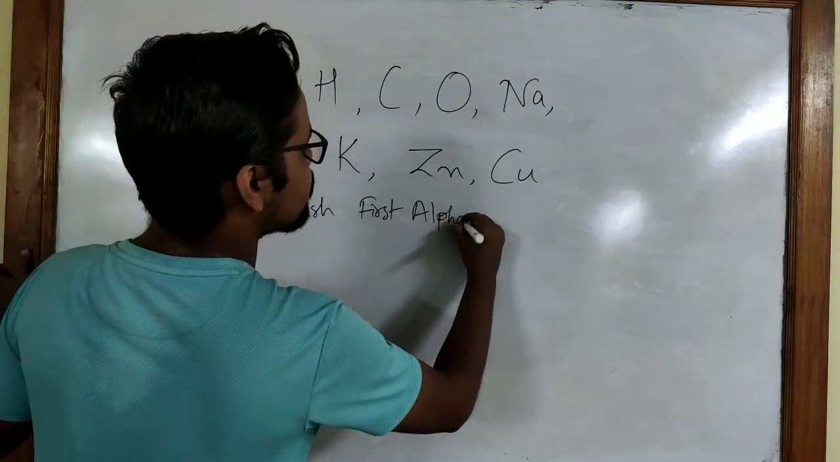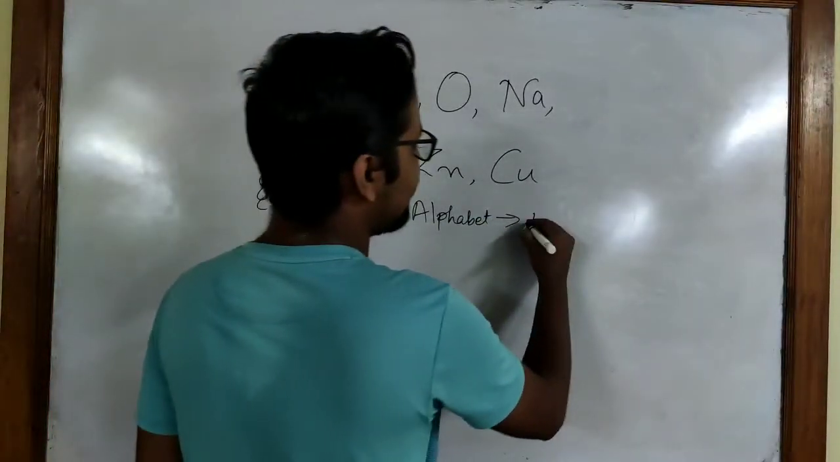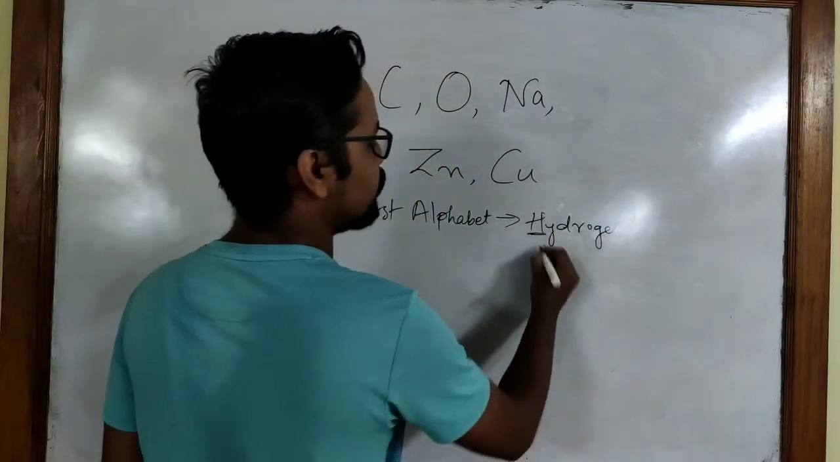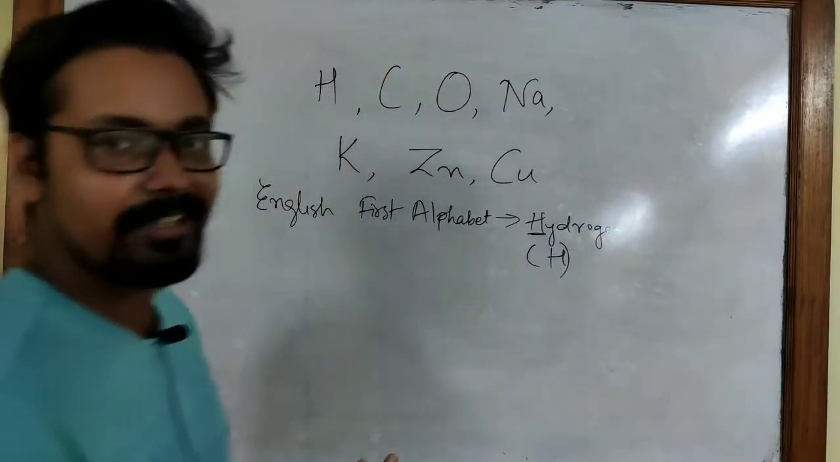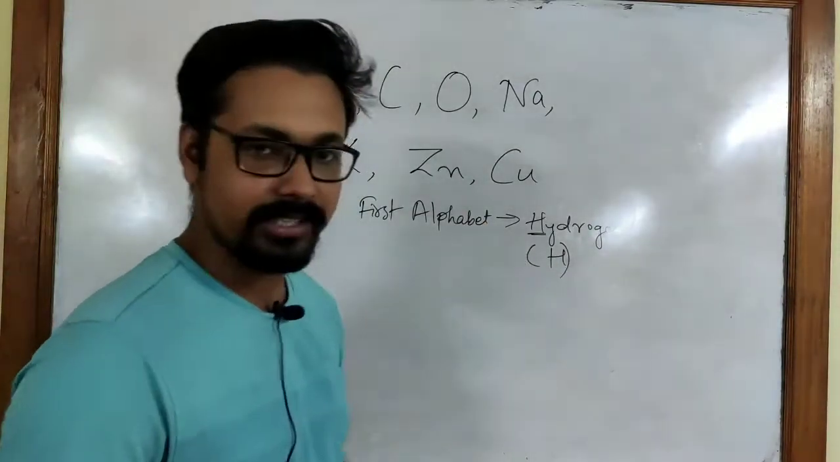First alphabet means, suppose hydrogen. If you write the name hydrogen, what is the first alphabet here? H. So the symbol is H. Simple. Like carbon, oxygen, these all come under this.